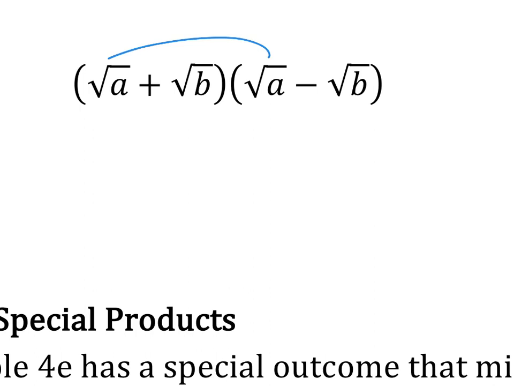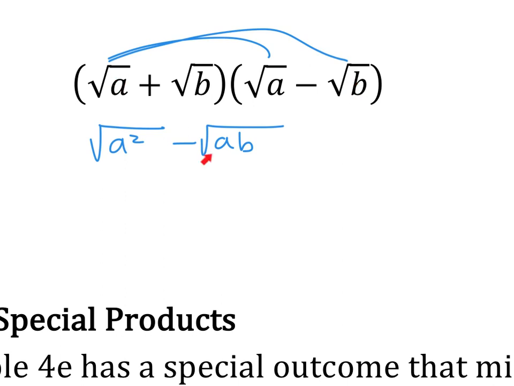Let's distribute. Square root of a times the square root of a. That's the square root of a squared. Square root of a times negative square root of b. Well, they're both under square roots, so that's our product rule. Square root of a times the square root of b, square root of ab, and it's negative because of that negative. Square root of b times the square root of a is the square root of ba or ab. And then the square root of b times negative square root of b would be negative square root, and b times b is b squared.